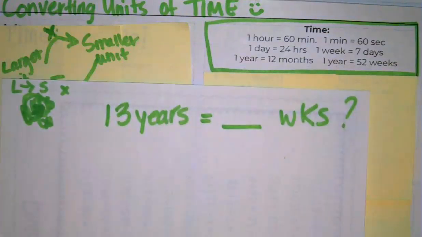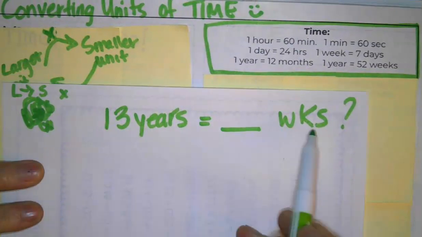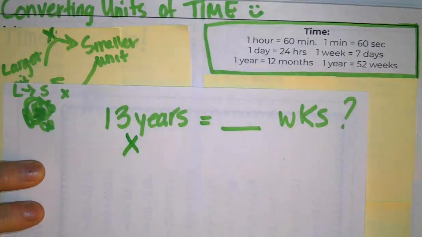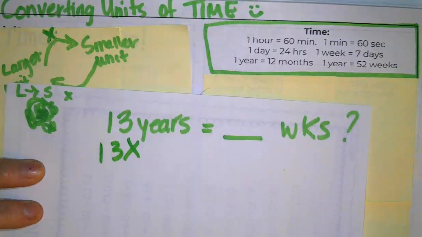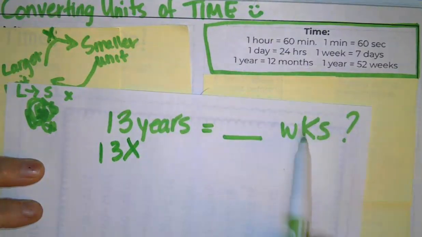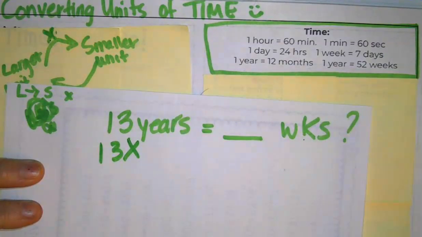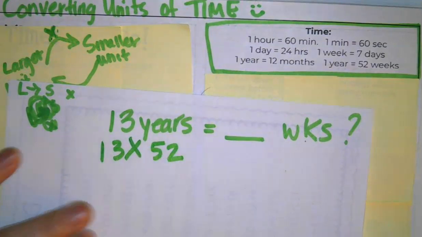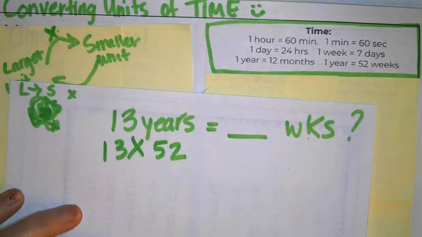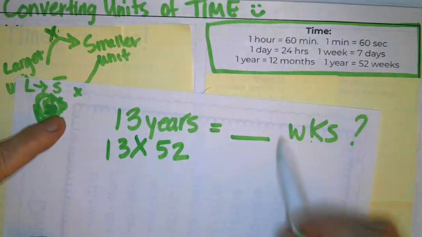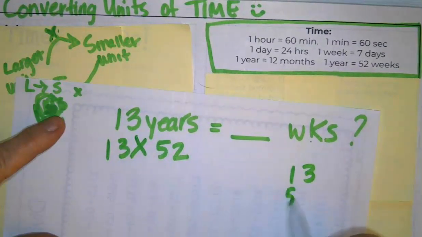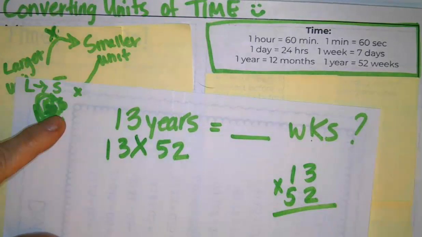Let's take a look at this one. Let's say you're 13 years old and you want to know how many weeks that is. So that means that you want to convert 13 years to weeks. So we're going from a larger unit to a smaller unit. So we're going to multiply. We'll take our 13 and we're going to multiply by how many weeks are there in a year. Well, I know that there are 52 weeks in a year, so I need to multiply those two numbers. All right, yay, another chance to practice standard algorithm for multiplication. So go ahead and write that down.